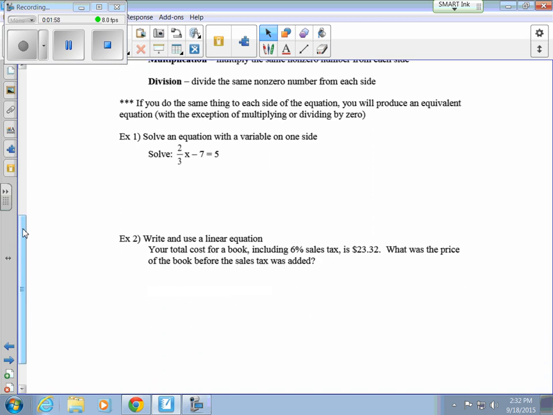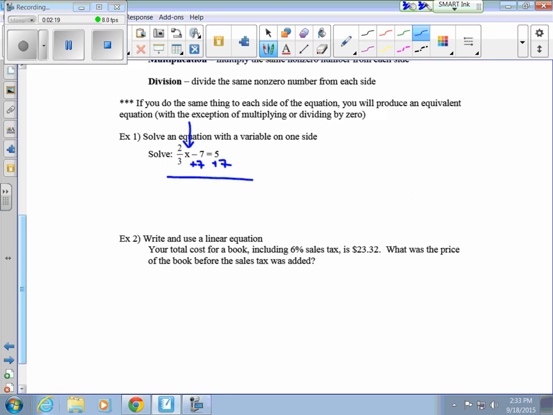So in example 1, we're going to look at solving an equation. We have 2/3 x minus 7 equals 5. And our goal is always, when we solve these, to get the x by itself. So we have to use the properties of equality to make that happen. I have a minus 7, so I'm going to add 7 using the addition property of equality to do that. So I'm going to have 2/3 x equals 12.